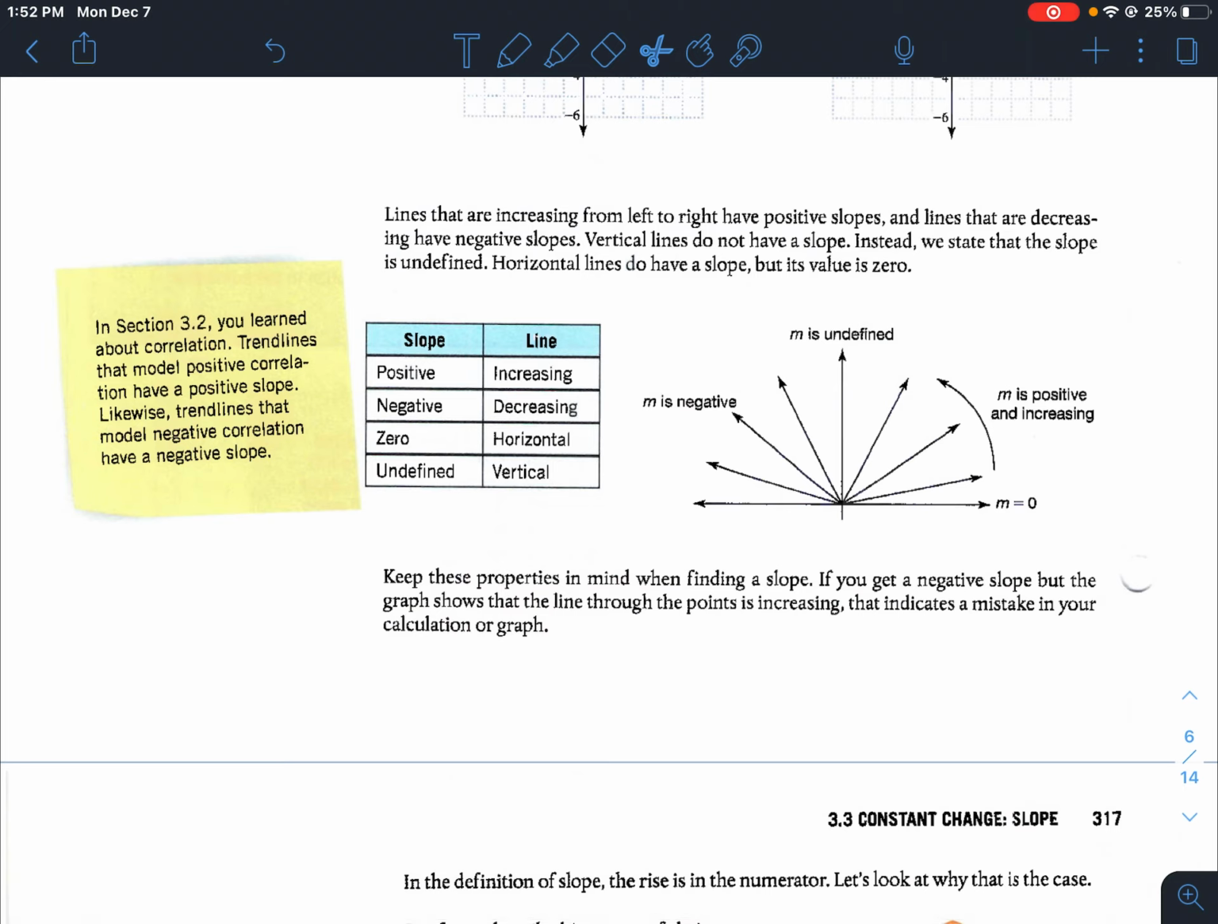Okay, slope and the line. So if a slope is positive, the line is going to be increasing. If the slope is negative, the line is going to be decreasing. If the slope is 0, the line is horizontal, and if the slope is undefined, then the line is going to be vertical. They have a little picture for you in case you want to see that.